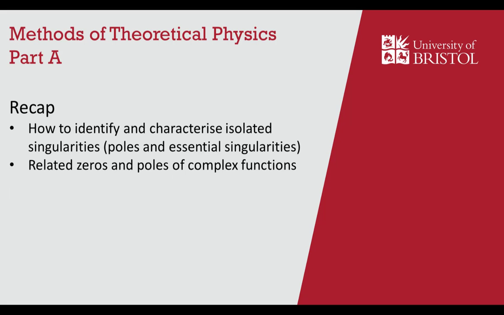As a quick recap of the previous video, we looked at how to identify and characterize isolated singularities, that was poles and essential singularities, and we characterized these by looking at their Laurent series. We saw that the order of a pole is given by the most negative power in the Laurent series, whereas essential singularities continue to negatively infinite powers of z. We also looked at relating zeros and poles of functions.